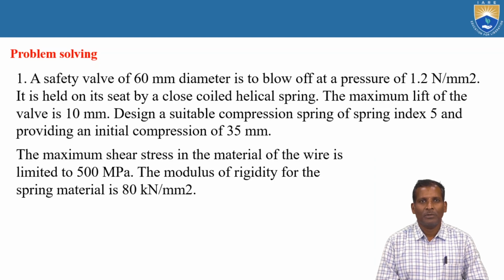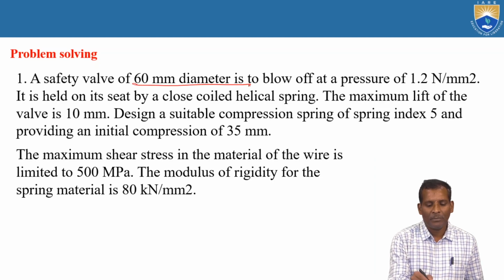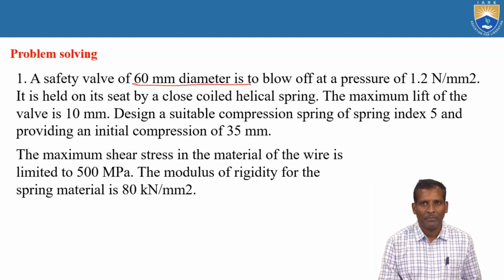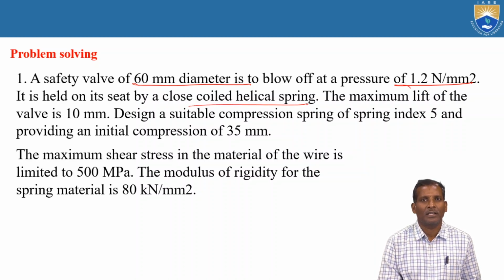The given problem is: a safety valve of 60 mm diameter is to blow off at a pressure of 1.2 Newton per mm square. Here you are designing the spring for the safety valve. The valve is held on its seat by a closed coiled helical spring. The type of the spring here is a closed coiled helical spring.